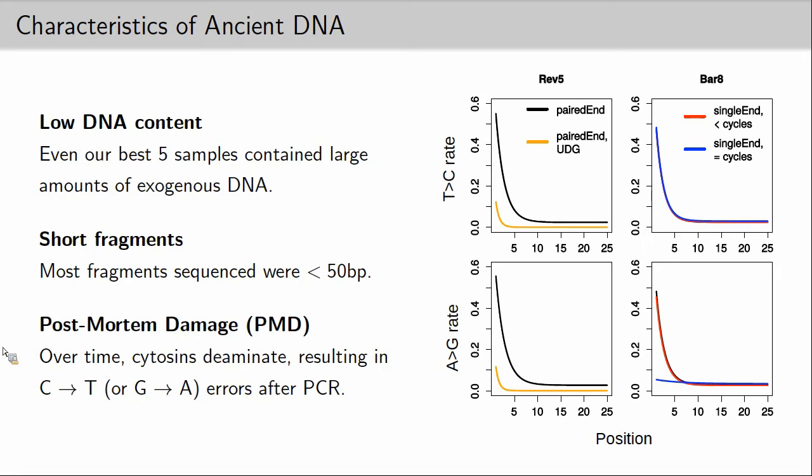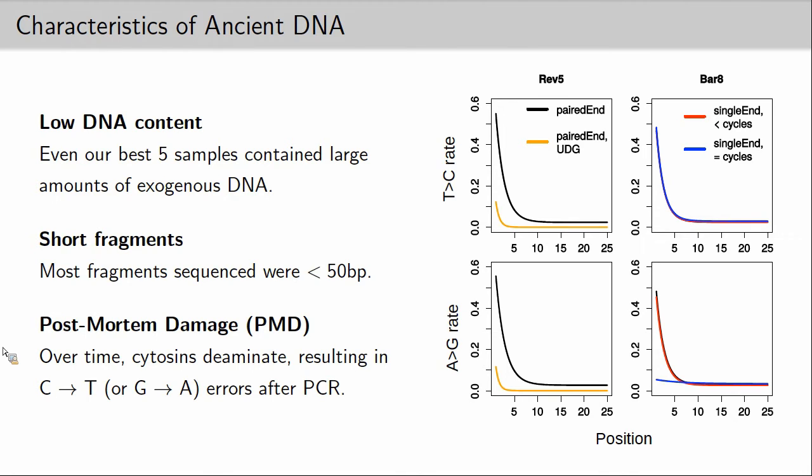That's something like 1 in 1,000 or 1 in 4,000 base pairs that you would expect. However, what we see here is that at the beginning of a read, on the x-axis you have the position, in certain cases more than 50% of the times in which a read maps against the C in the reference, we actually see a T. And that's exactly this postmortem damage that I was mentioning before.